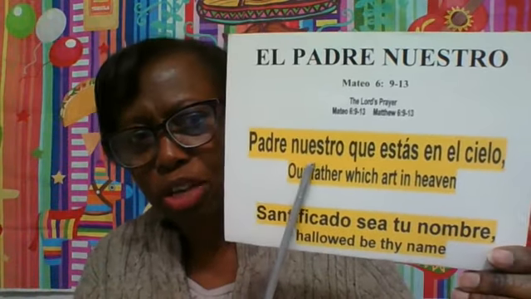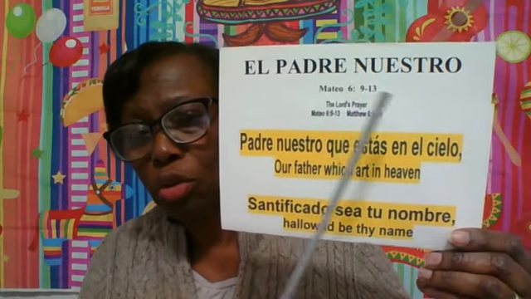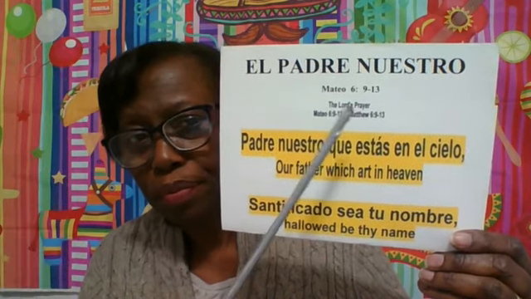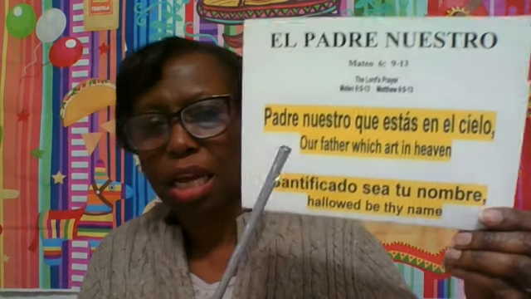All right, now it's time to read that Lord's Prayer, and I'll let you go. Here's the Lord's Prayer. Then after that, we'll do like a maroon, and then we're going to do a green. Are you ready? First one. Our Father, which art in heaven, hallowed be thy name. First of all, let me go back. The Lord's Prayer. El Padre Nuestro. What book of the Bible? Mateo. What verses? 9 hasta 13.